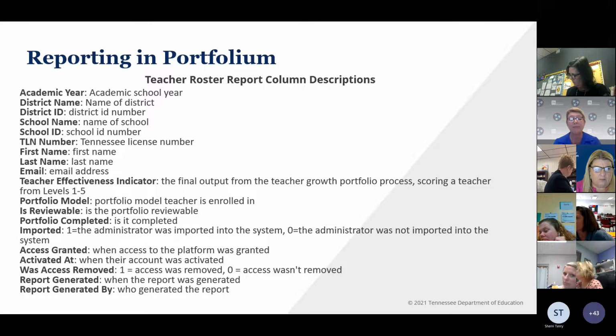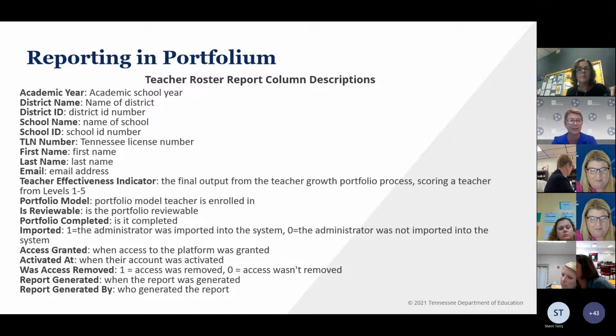So if they have a 0 in that box as we get close to the deadline, you will know they are close to being incomplete. So you want to make sure everybody is complete. Imported, there should be a 1 there. Everybody has been imported if they're in your roster. They've all been granted access. That should have 1s in it.